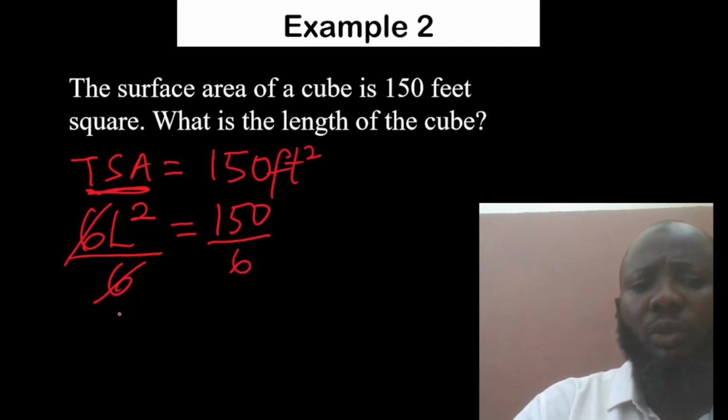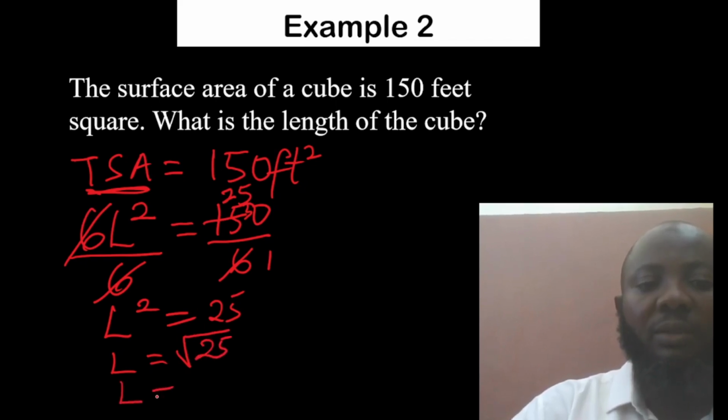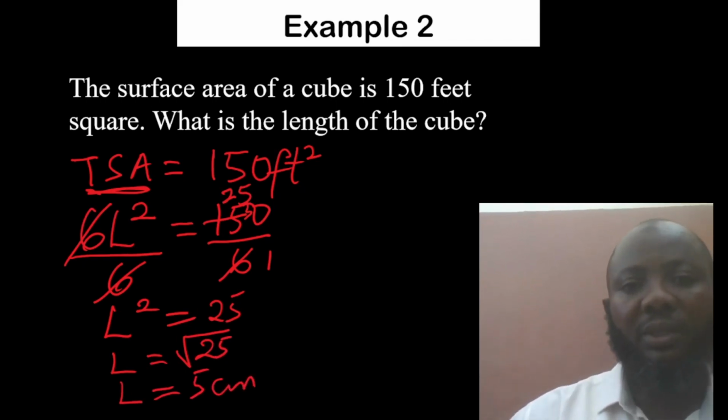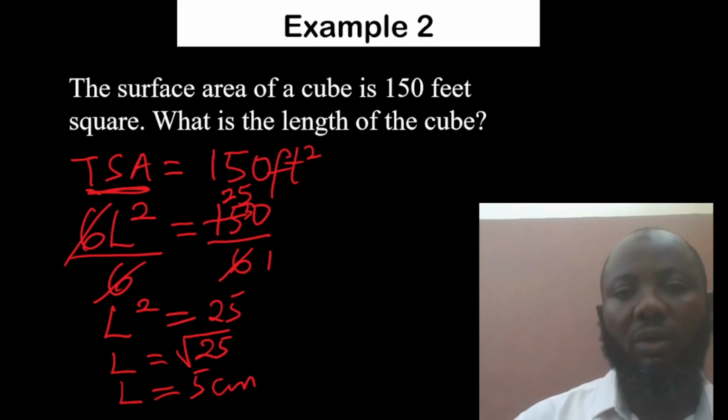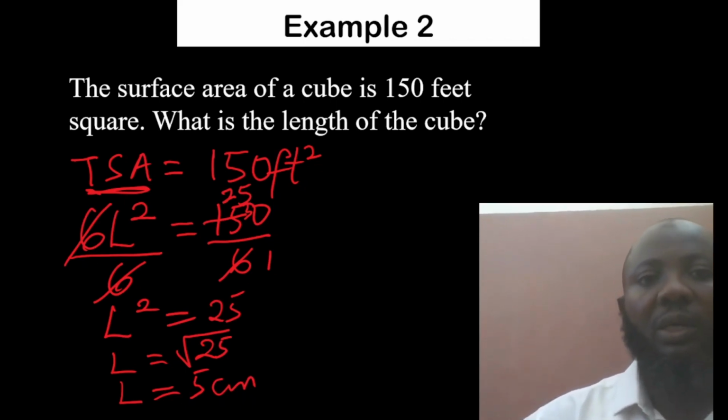This will cancel this. So which means we're going to have L squared equals 6 over 6, that is 1, 6 here, that is 2, remainder 3 in 30, that is 5, that's 25. So L equals the square root of 25, and then the length will be 5 centimeters. I hope this is very clear. So that is how to calculate the length when you are given the total surface area.